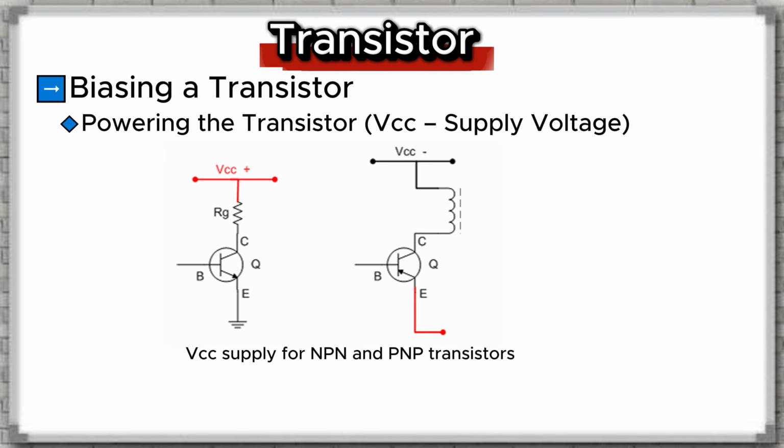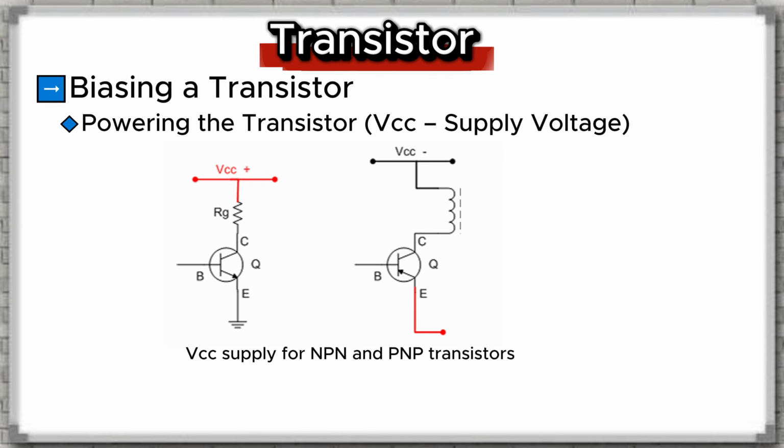Powering the transistor, VCC, supply voltage. To use a transistor in a circuit, we need to provide it with a power supply. Depending on the purpose, the supply can be connected directly to the transistor, or it may go through a resistor, a coil, and so on. The supply voltage VCC for a transistor is conventionally defined as the voltage provided to the collector-emitter path.